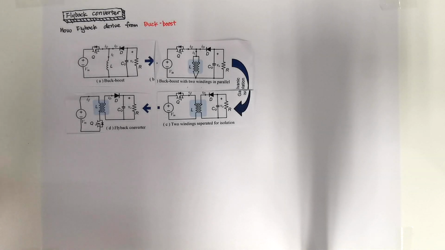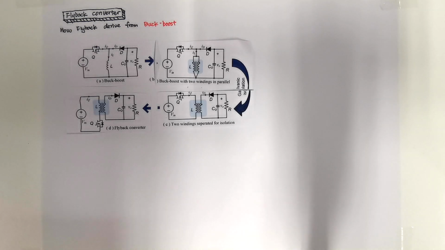Why we do this is that by doing this we make the converter galvanically isolated. It means we use different grounds between inputs and outputs, and also because we are using the transformer, we can make a higher voltage conversion ratio. The flyback converter has a lot in common with the buck-boost converter. So in this video, I will point out the differences between these two kinds of converter.